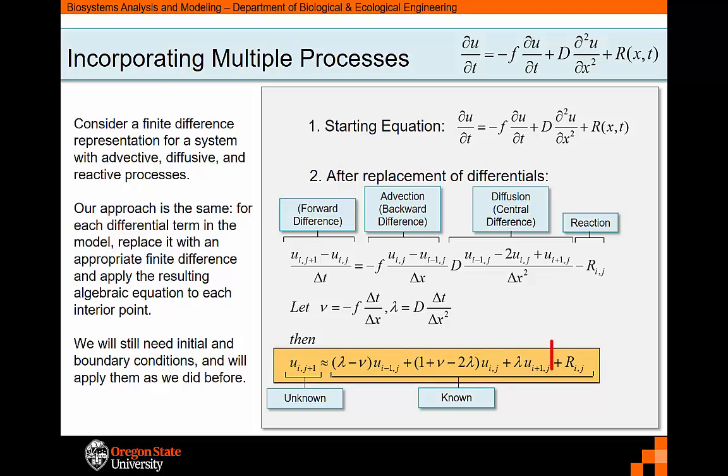Note that the reactive term R is evaluated at the node being calculated at any given point in space and time. We will still need initial and boundary conditions, and we will apply them as we did before. We can see here that this approach is quite general and can be extended with whatever processes are appropriate for the phenomenon being modeled. We also note that this explicit approach can be easily improved upon with more sophisticated mathematical techniques, but that is beyond the scope of this course, and the formulations we develop here will in fact work for our broad class of problems.